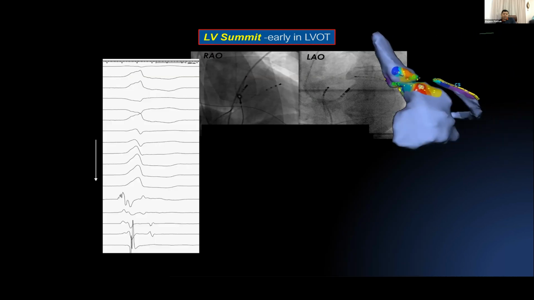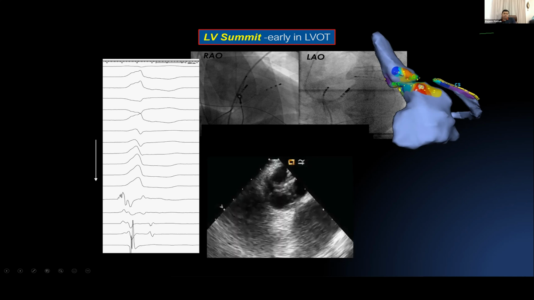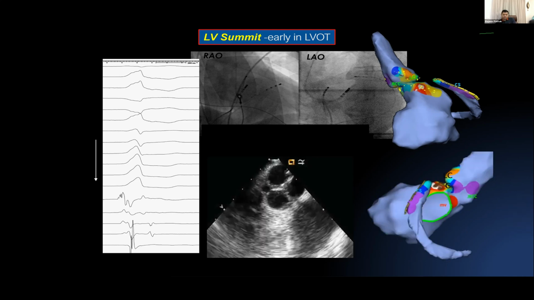Whereas there are other cases where you'll see that it is not the left coronary cusp, it is actually below the left coronary cusp, in the LV summit, in the LV endocardium, where the spot was earliest. And in those cases, ablation should be performed in the LV.